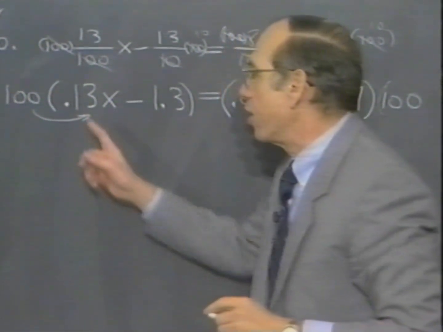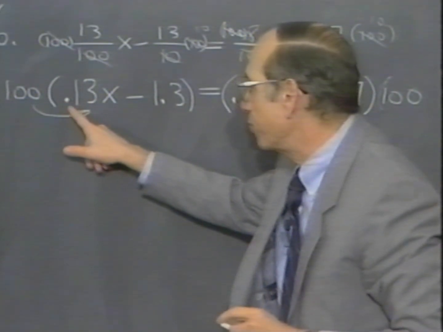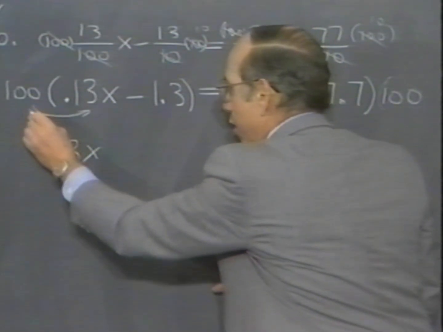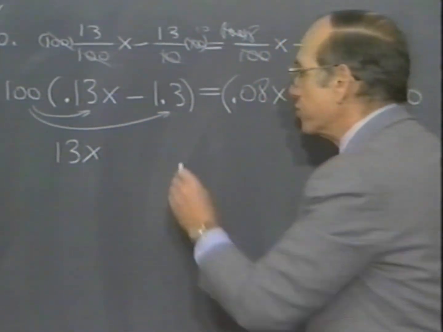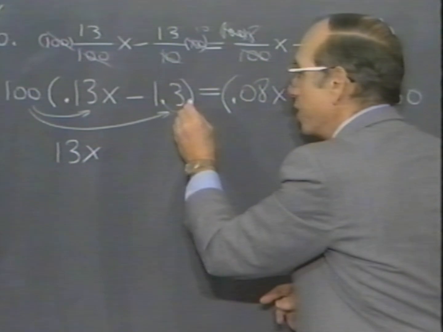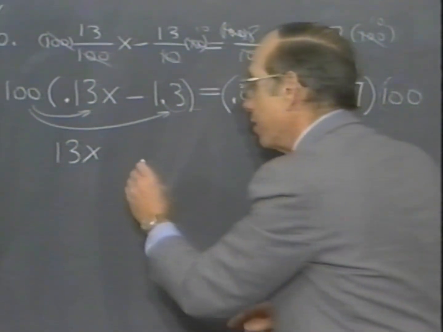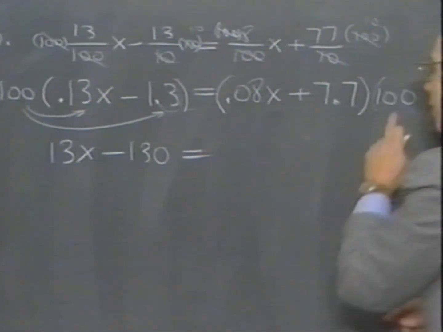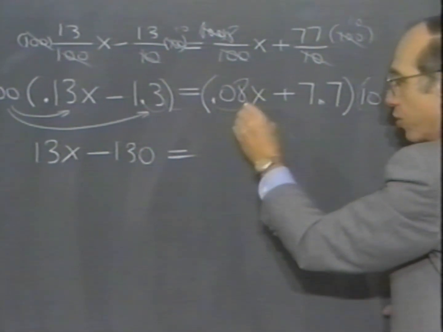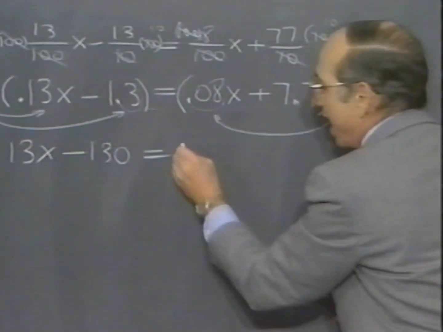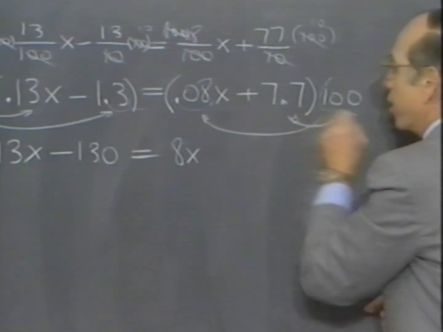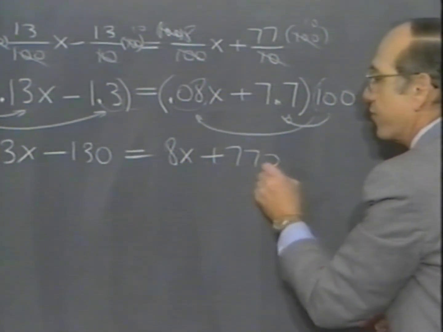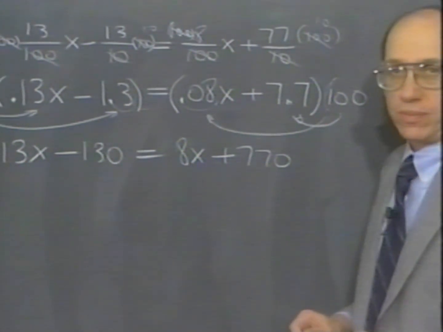Multiply this by 100. 100 times 0.13 moves the decimal place 2 positions, and I get 13x. 100 times 1.3 moves the decimal 2 positions. Well, 1 position gets me here, so I have to add a 0. So this becomes minus 130. On the right-hand side, 100 times 0.08 moves the decimal, gives me 8x. And 100 times 7.7, again, I'm going to have to add a 0 in order to move it. So I get 770. All right?